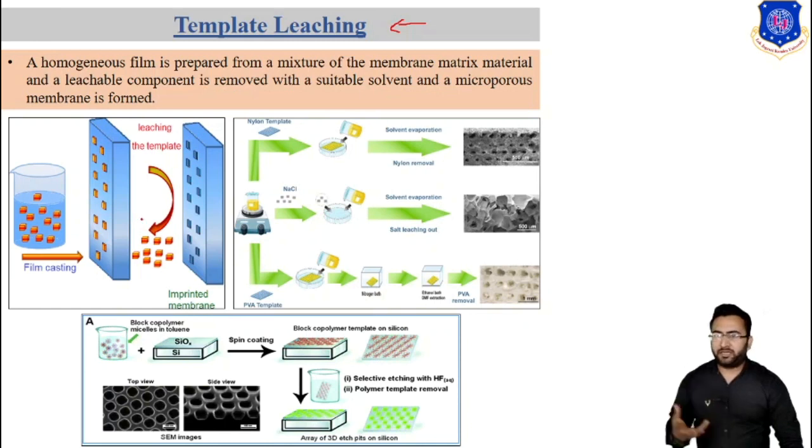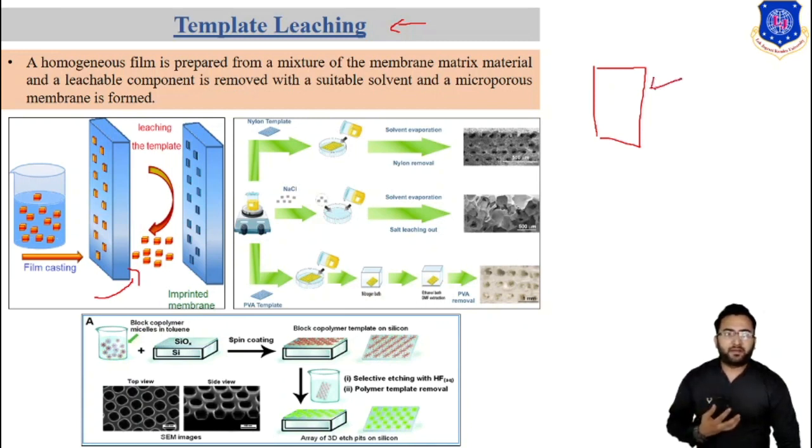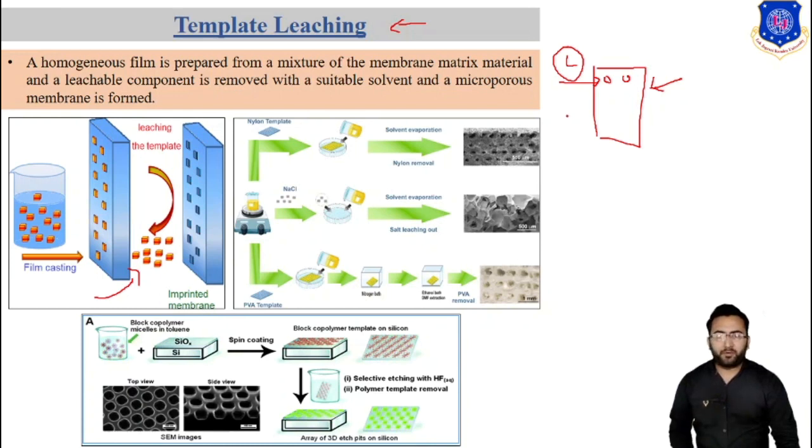In template leaching, the template, or we can say solid particles, are used to form pores, whereas in the phase inversion method, solvent is evaporated to form pores. In the phase inversion method, there is one phase of solid polymer and a second phase of liquid solvent. So these pores are formed from the liquid solvent which evaporates and converts into pores, whereas in template leaching, solid particles, or templates, are used to form pores. So this is the basic difference between template leaching and the phase inversion method.